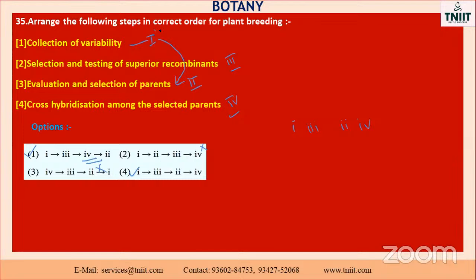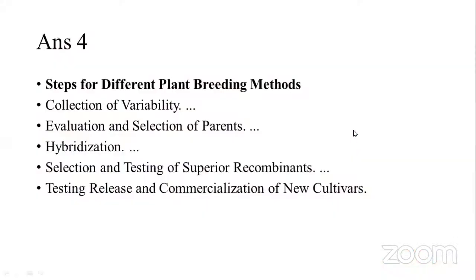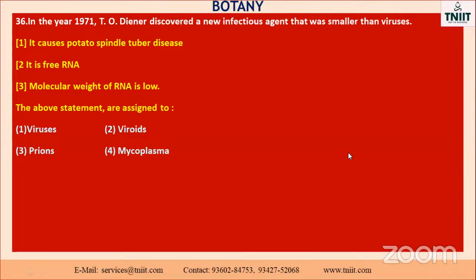They asked the correct order only. So this is also a NEET question, my dear student, 2023. Must this question. Okay. See this one. Collection of variability, evaluation and selection of parent, and then hybridization, and selection and testing of the superior recombinant, and testing, releasing, commercialization of new cultivars. Okay. Go to the next one.